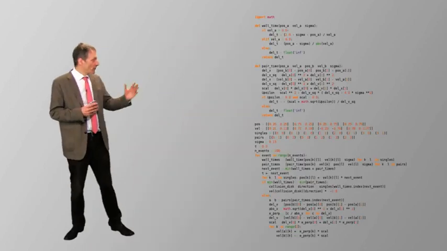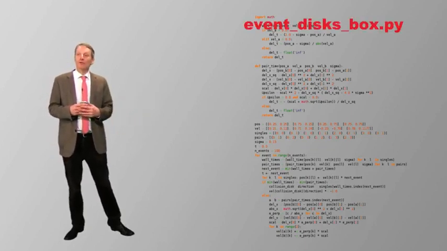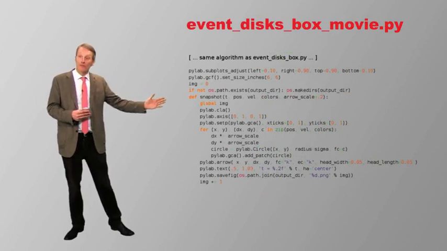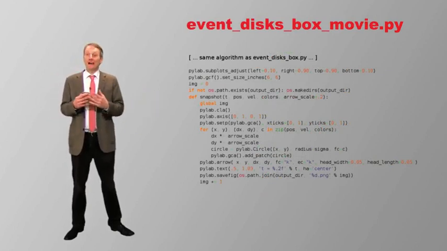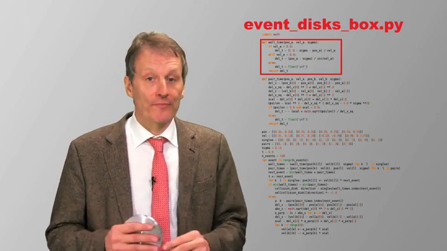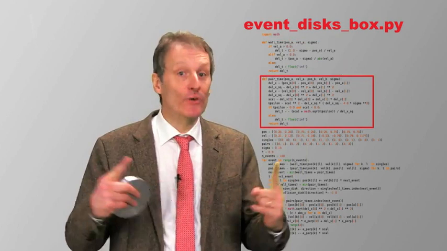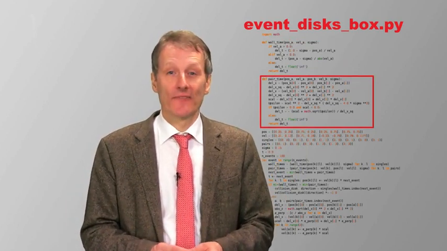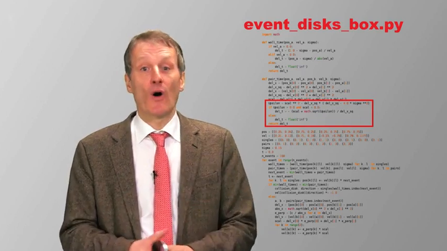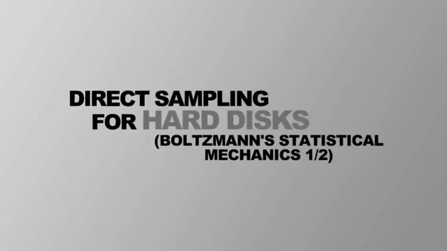Before moving on to the statistical approach, please take a moment to download, run, and modify the programs. On the Coursera website, you'll find the program eventdiskbox.py, which computes the time evolution, and the program eventdiskboxmovie.py, which produced the nice graphics output that you saw all along this section. Check them out for yourself. Both the wall collisions and the pair collisions are programmed in a few lines. And there are absolutely no approximations besides the finite precision of our calculations.